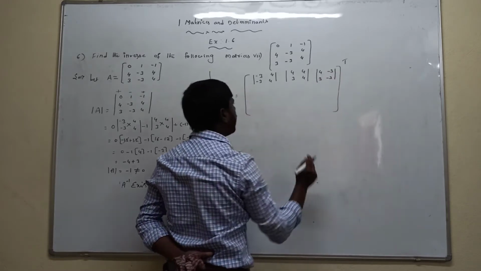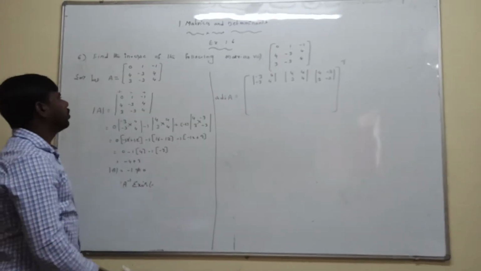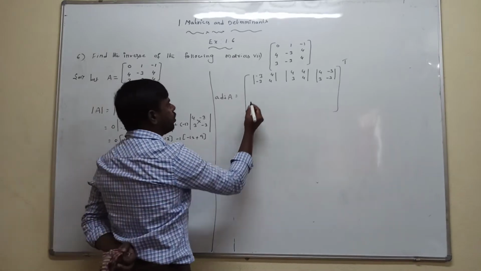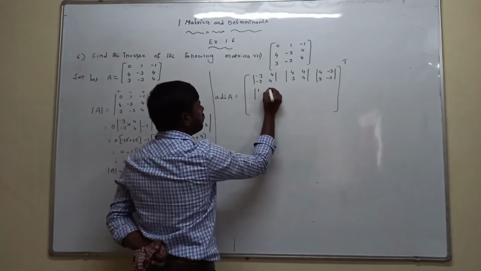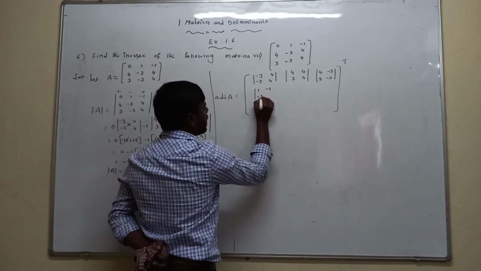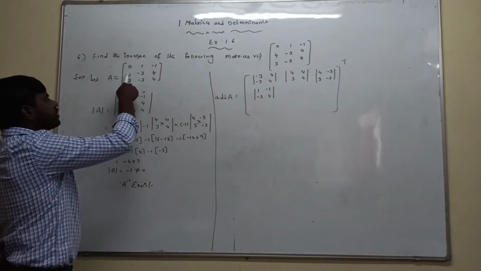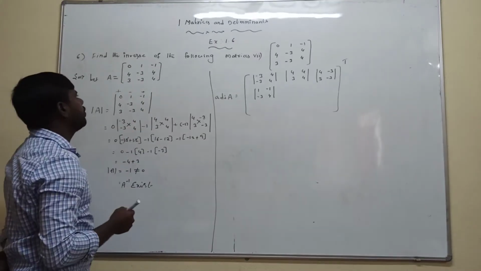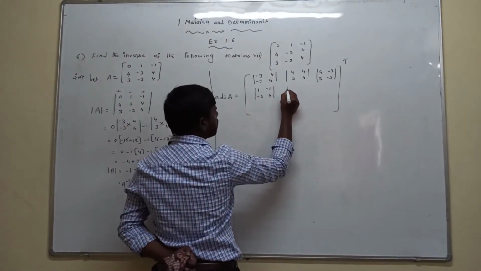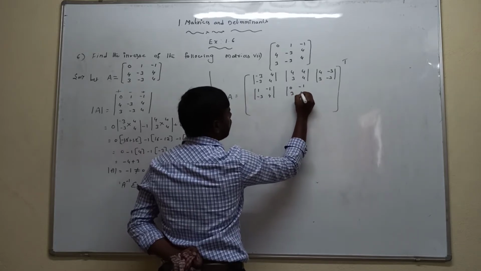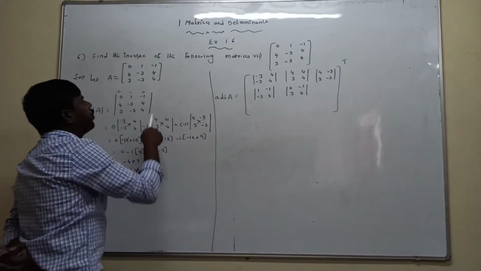So the first row is over. Now we are going to the second row. 4 is present in the second row, first column, which are eliminated. The rest of the elements are 1, minus 1, minus 3, 4. Next, minus 3 is present in the second row and second column, which are eliminated. The rest of the elements are 0, minus 1, 3, 4. Next, 4 we are taking.